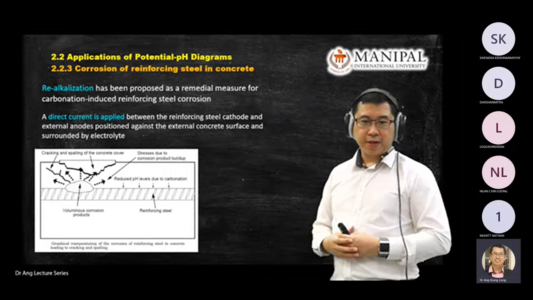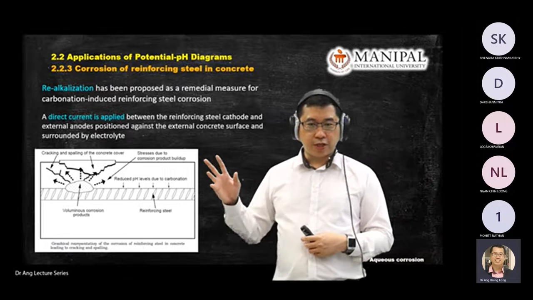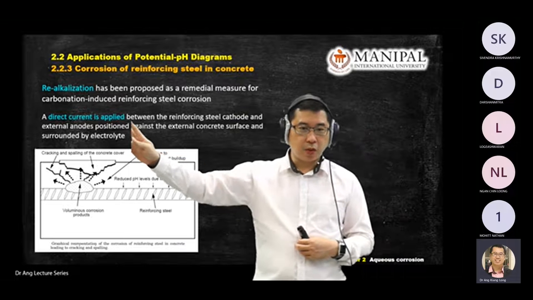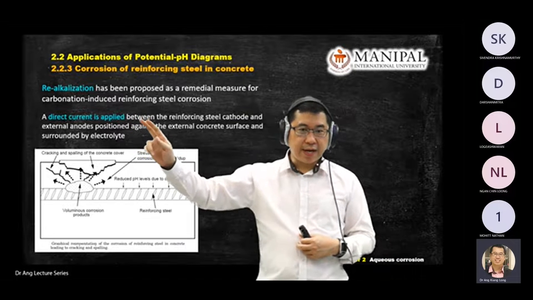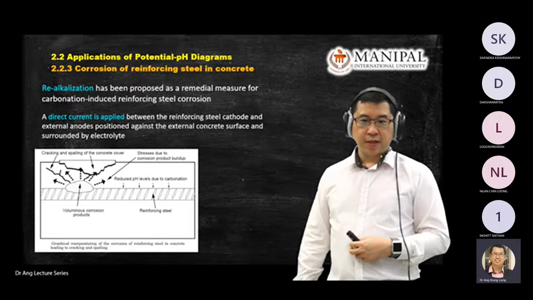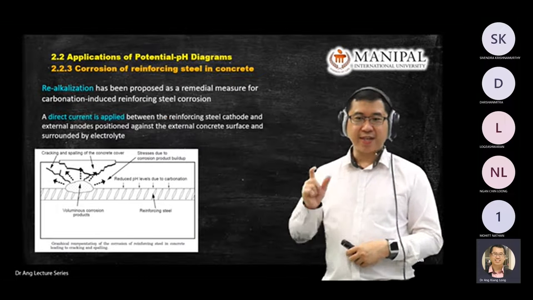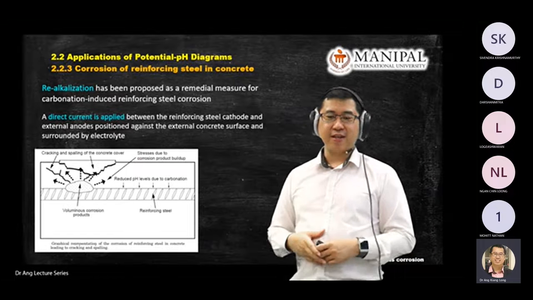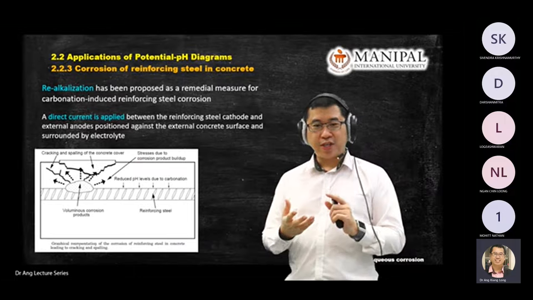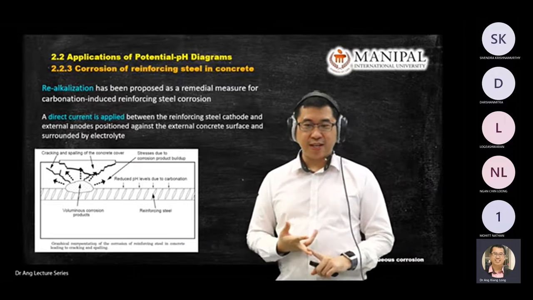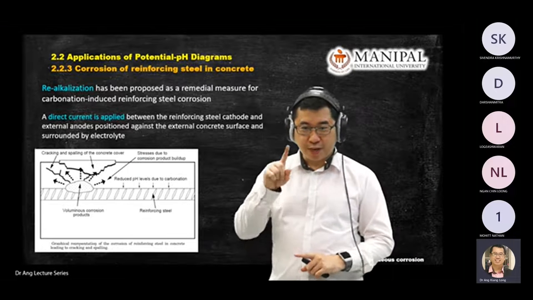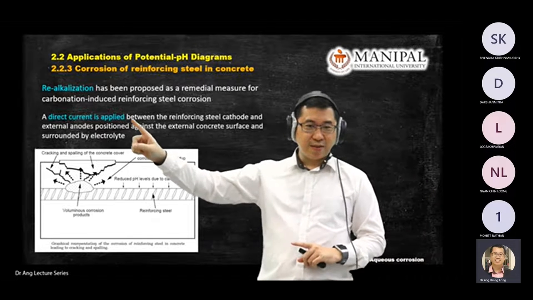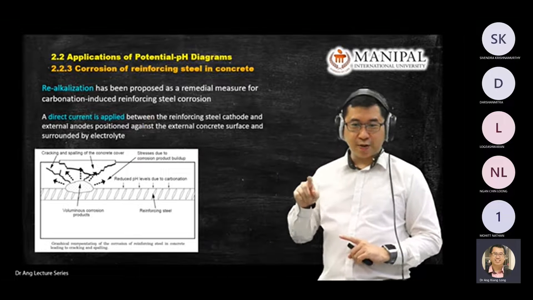And sometimes, for construction maintenance, what they do, they will apply a direct current. Again, here the keyword is current. You know electronics before, right? Electricity or electronics module. There is a difference between current and potential, between volt V and current I. So here we talk about I, current, not voltage.